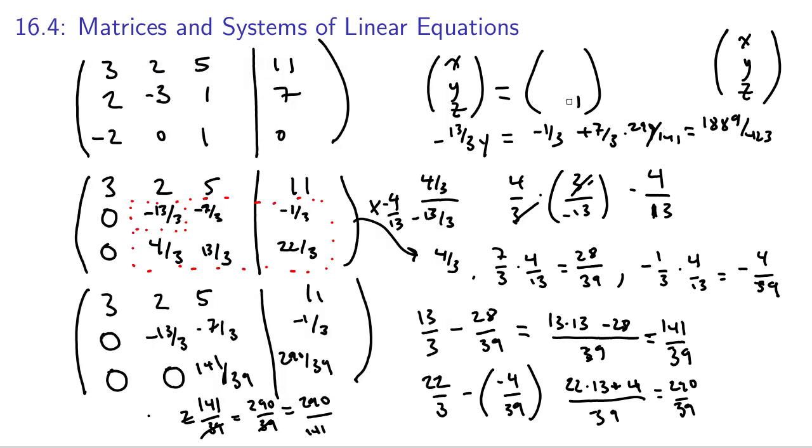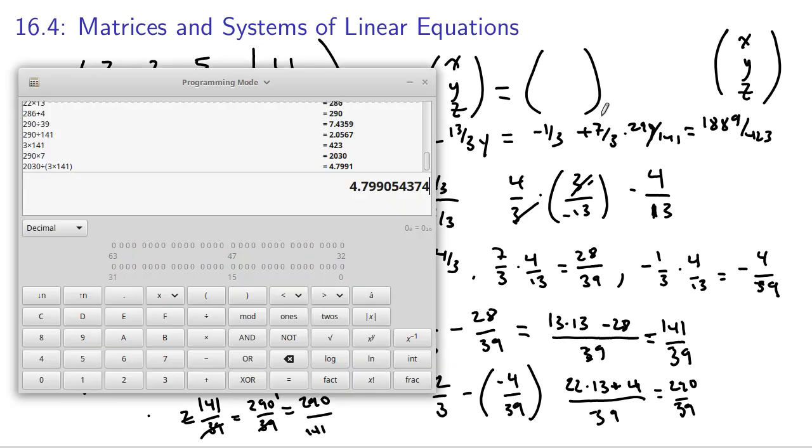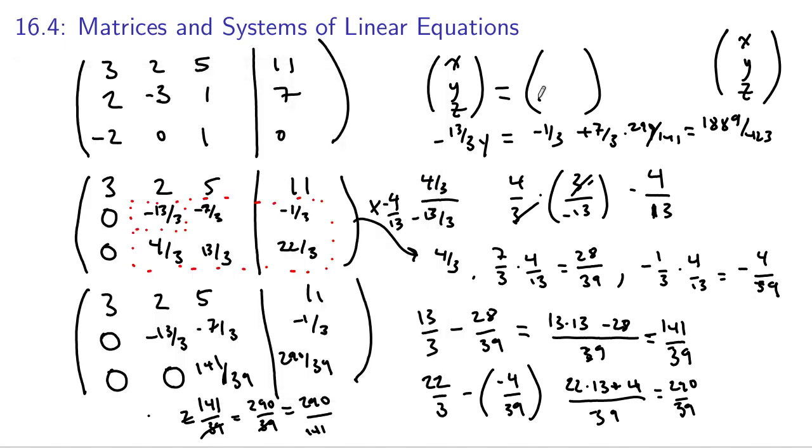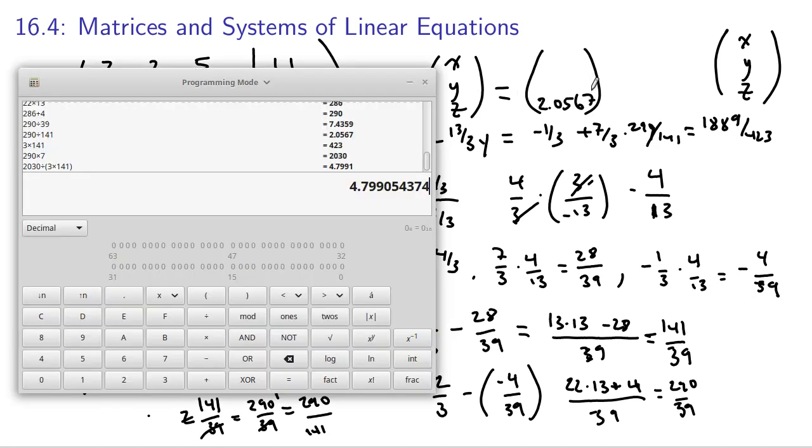So let's go ahead and just round these off at this point. So 290 over 141 was 2.0567, which we'll write as 2.056. Or really, we'll just do the whole thing. And then 4.7991.